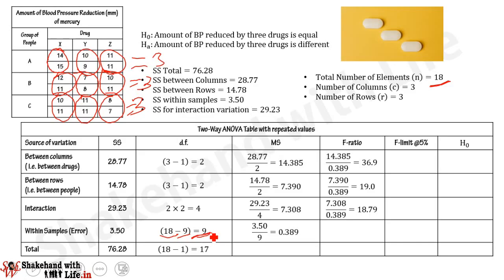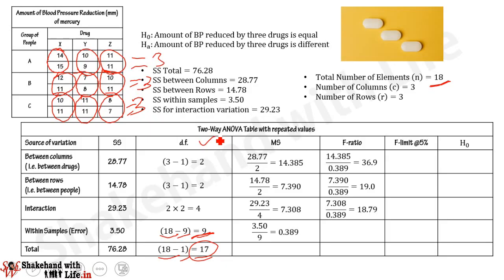And finally the degrees of freedom corresponding to the total variation. How many elements do we have? We have a total of 18 elements. So the degrees of freedom is 18 minus 1, equal to 17. So these are the degrees of freedom in column number 3. Now we calculate the mean square for variation between the columns.